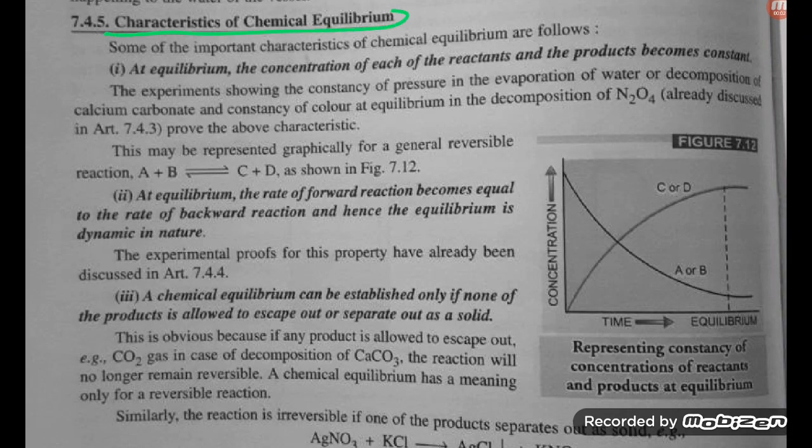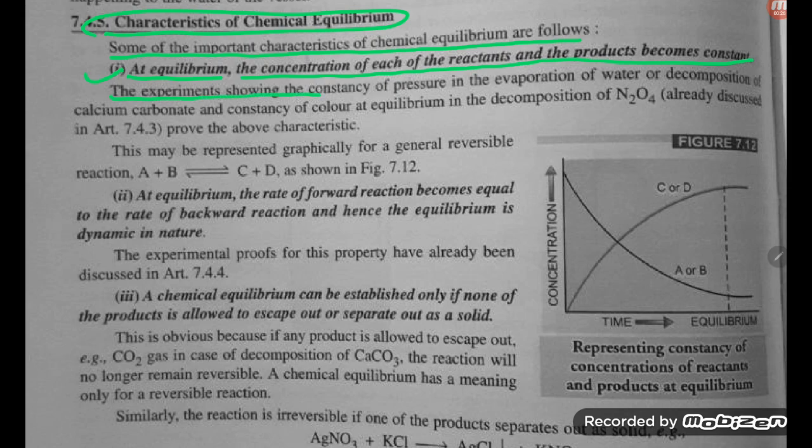Characters of chemical equilibrium or equilibrium constant. Some of the important characters of chemical equilibrium are as follows. The first one: at equilibrium, the concentration of each of the reactant and product becomes constant. That is the first point. At equilibrium, the concentration of reactant and product become constant, not equal, constant.